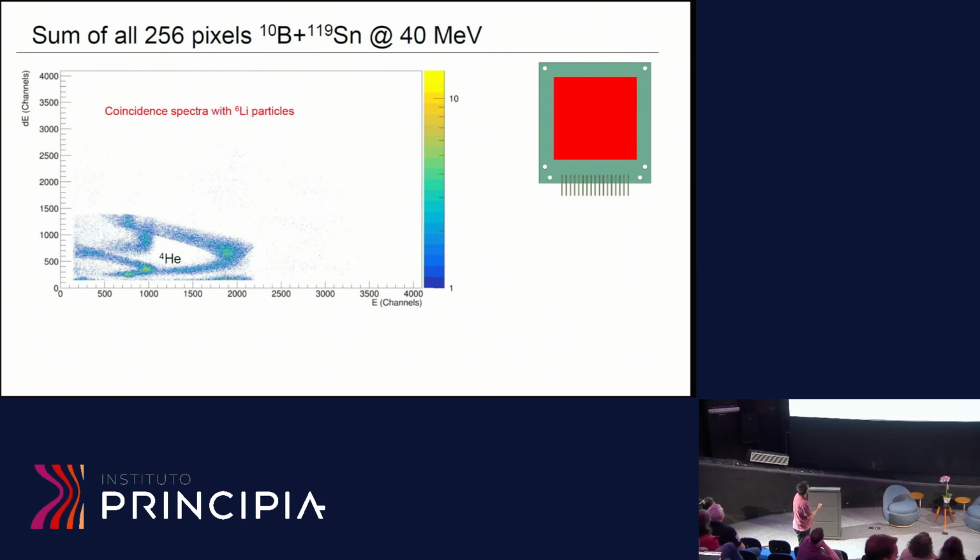And if we do that, we see everything is quite clean, and we see helium-4 coming together. So this is a strong indication that this boron-10 is at least breaking into lithium plus alpha. Of course, this kind of stuff is not useful for extracting cross-sections, but it's a test of viability.